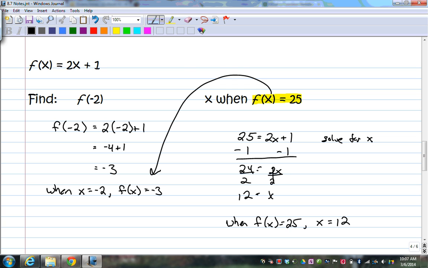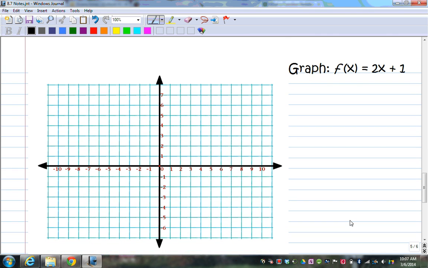Cool. Let's try graphing. If you were asked to graph a function, this isn't a big deal as long as you think of that f of x part as being your y, because then you would look at it and say, oh, well, it's in slope-intercept form. And I know that right here is my intercept, so I can go onto my graph, and I can graph 1, and then I know that 2 is my slope. Now that can be written as 2 over 1, or it could be written as negative 2 over negative 1.